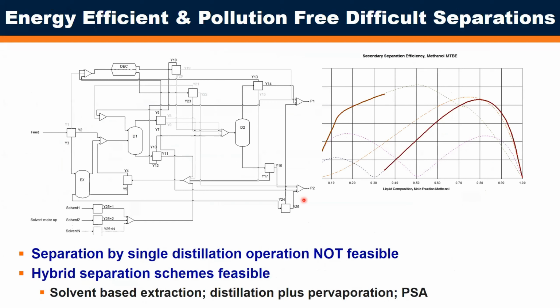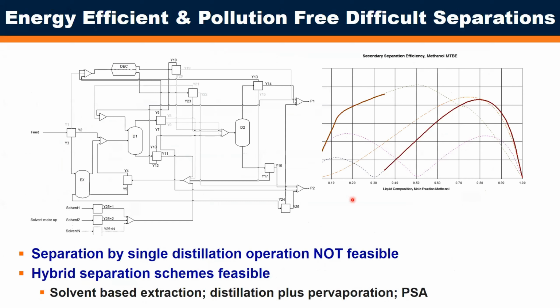When you start looking at more difficult separations, that's where you may have to look at hybrid separation schemes when you can't solve the problem with just a single column. So solvent-based extraction, distillation and pervaporation, pressure swing adsorption, all these types of combinations come into play when we're looking at maximizing energy efficiency, but we have complicated separation.